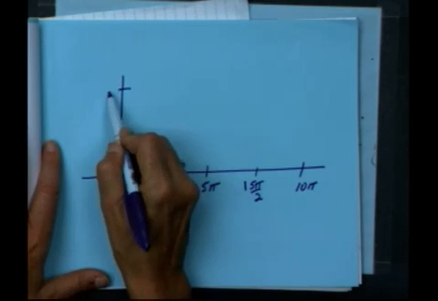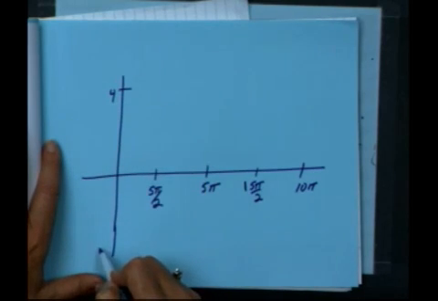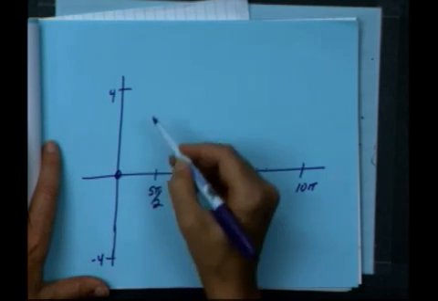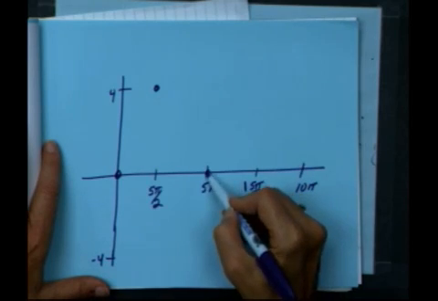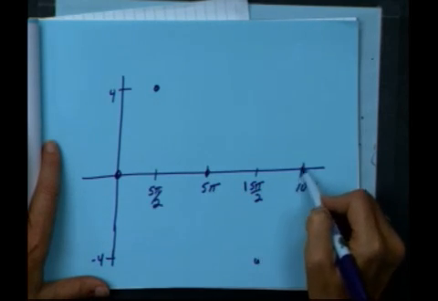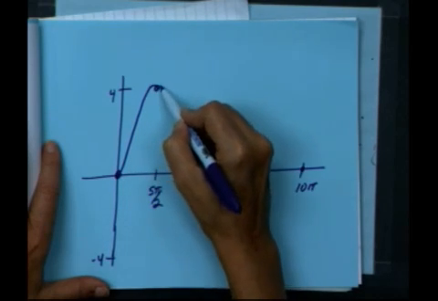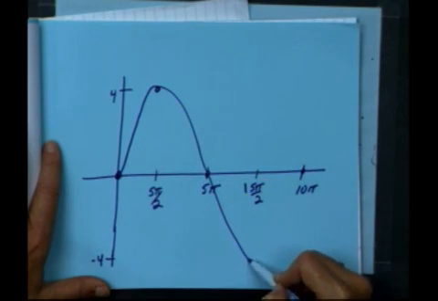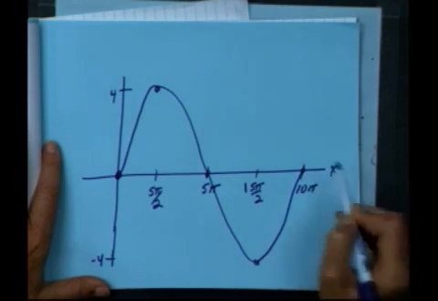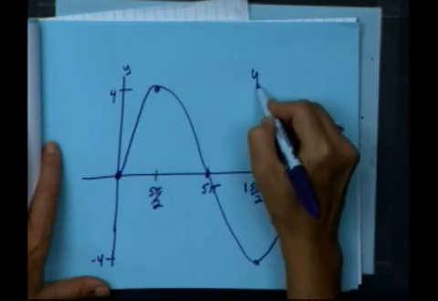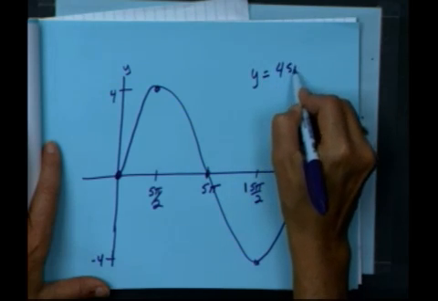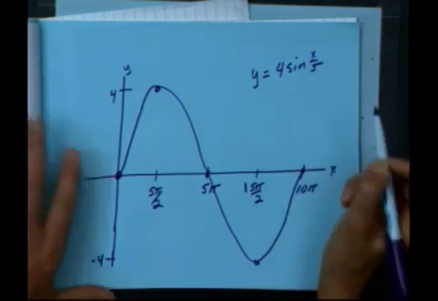Okay, our amplitude is 4. And then our sine curve just always starts down. These are always nice and easy to draw. And there we have y equals 4 sine x over 5.